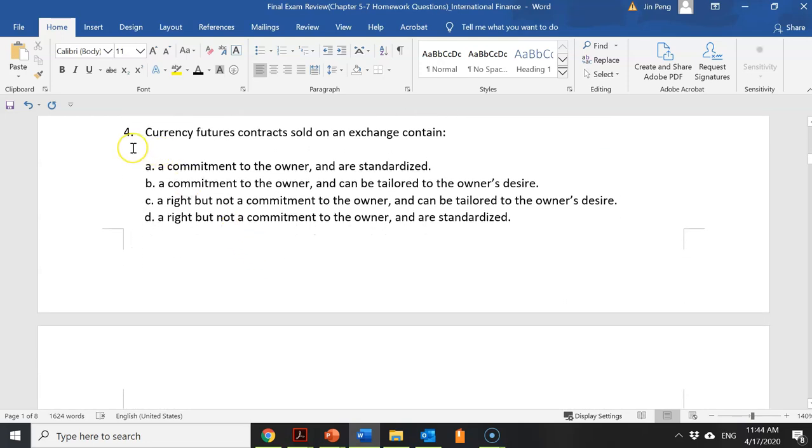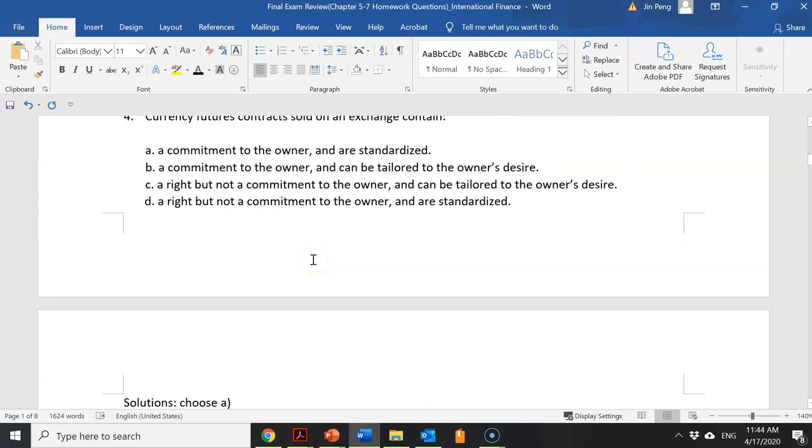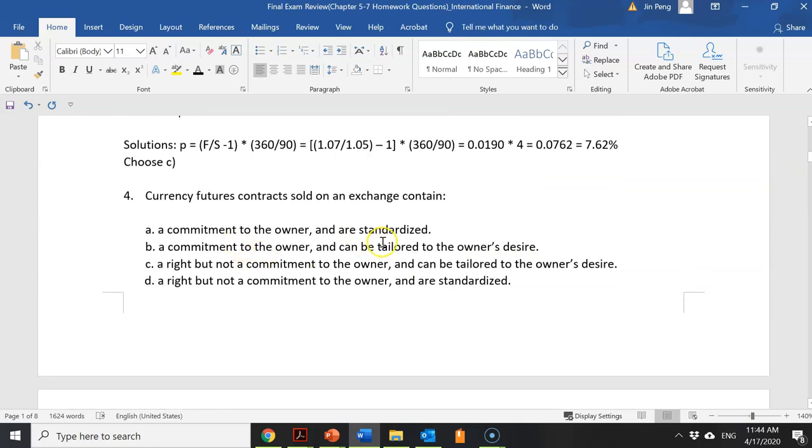Okay. Question 4. Currency futures contracts sold on exchange contain option A, a commitment to the owner, and are standardized. Okay, so A is the right answer. It's a commitment and it's standardized on an exchange, not tailored to the owner's desire, not a right.